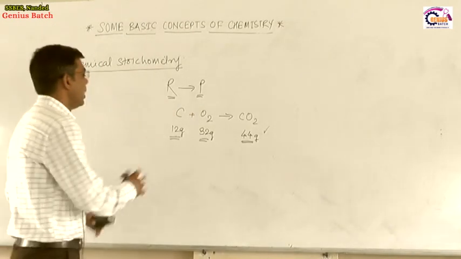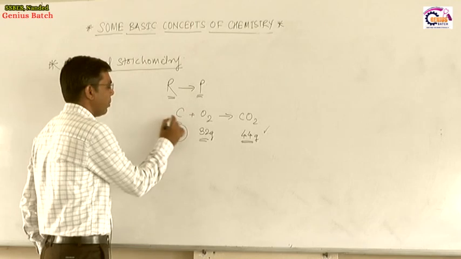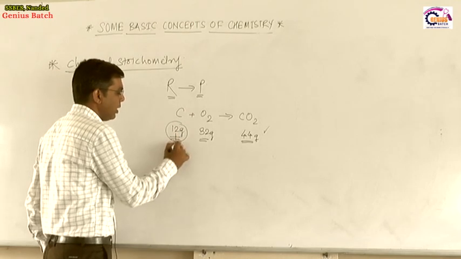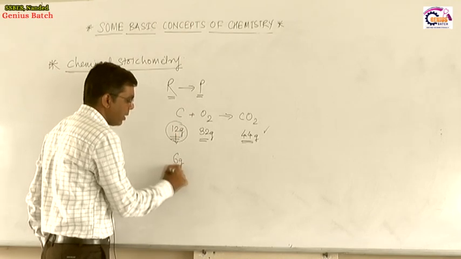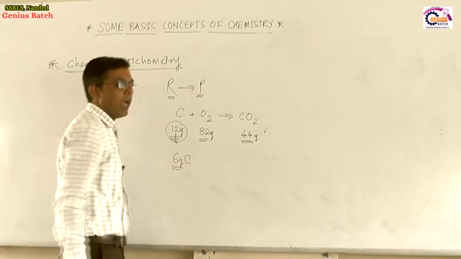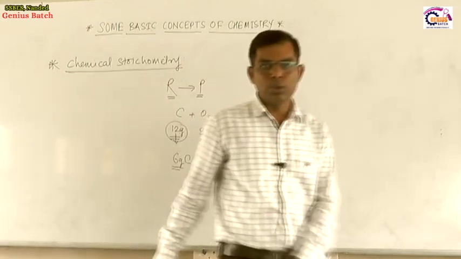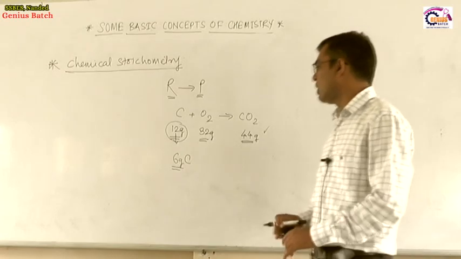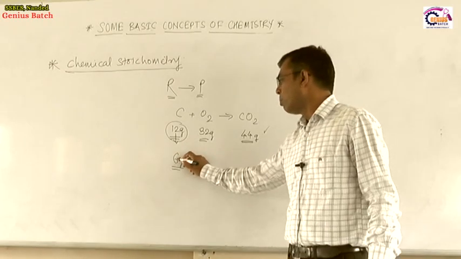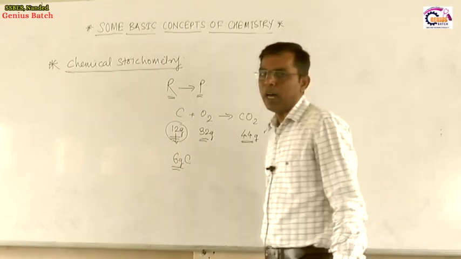Now suppose instead of 12 grams of carbon, the amount is reduced to 6 grams of carbon, and I ask the student how much oxygen is required for combustion of 6 grams of carbon.